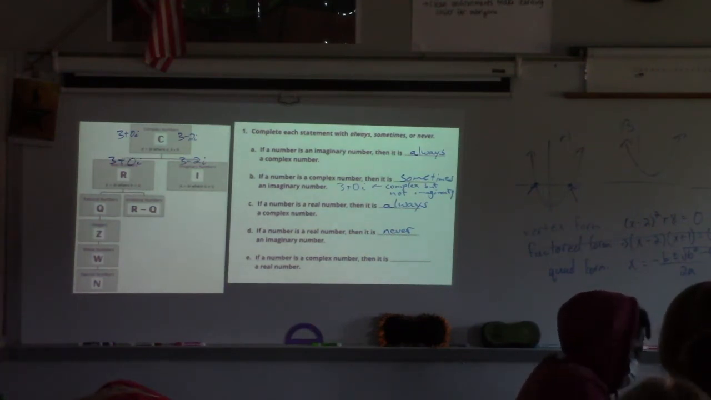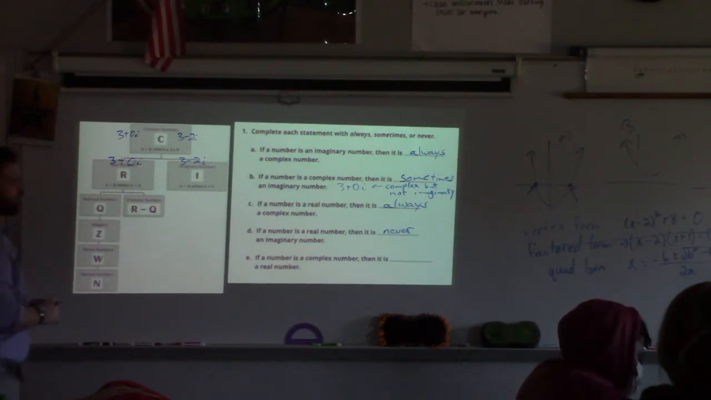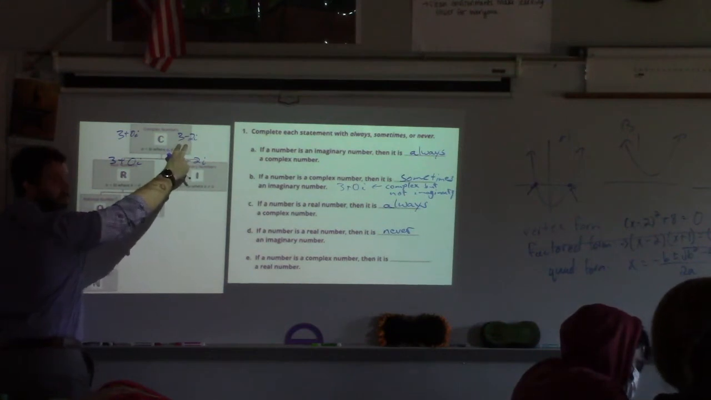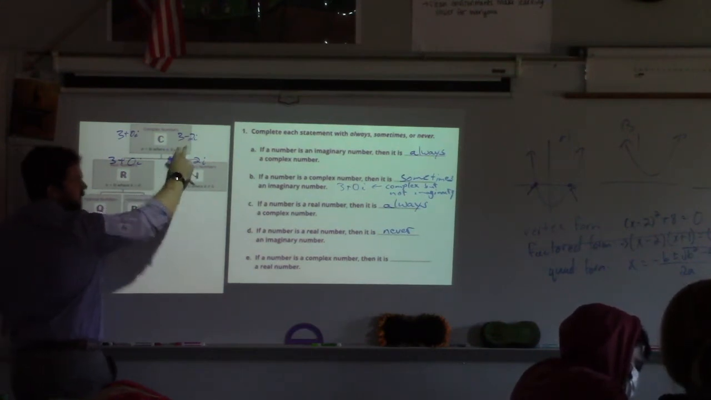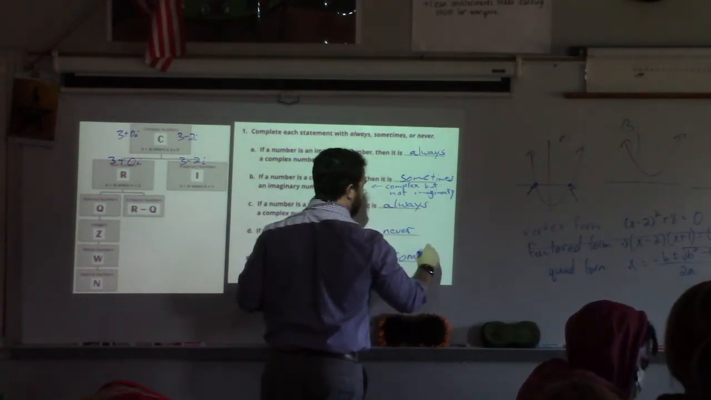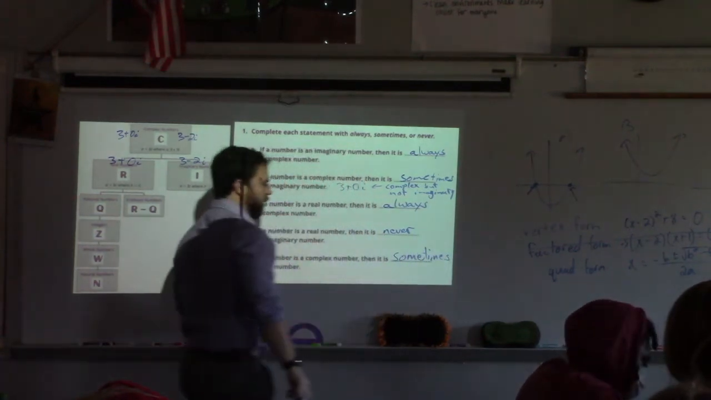If a number is a complex number, then it is always, sometimes, or never a real number. Sometimes, right? Again, here, that's a complex number, but that's imaginary, it's not real. So it's sometimes. So some complex numbers are real numbers.